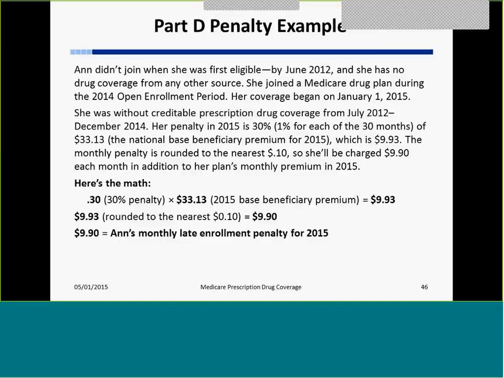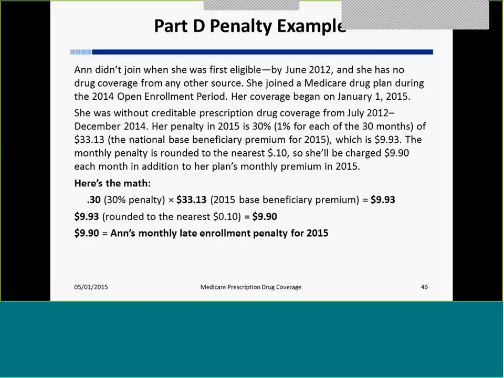Here's a Part D penalty example. Ann didn't join when she was first eligible by June of 2012, and she has no drug coverage from any other source. She joined her drug plan during the 2014 open enrollment, which began January 1. She was without credible drug coverage from July 2012 to December 2014. Her penalty in 2015 is 30%, because she was without drug coverage for 30 months. So 30% of the $33.13 is $9.93, rounded to the nearest 10 cents. So she's going to be charged $9.90 each month in addition to her plan's premium.